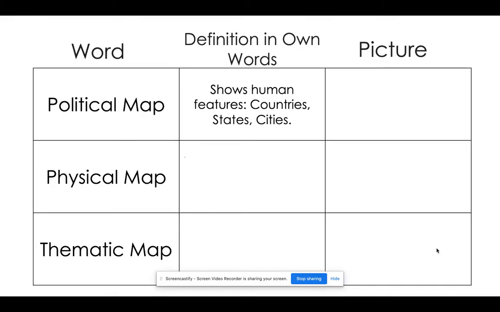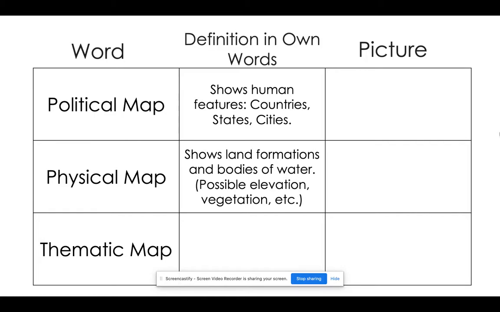Political map shows human features, so the things we created. These are the borders we've created. We divided continents into countries. We divided those up into states. We divided those up into cities. For your picture, for all of these words today, this isn't every day, but today, I recommend searching on Google for a political map and copying and pasting on here. You're going to do that for all 8 of these words.